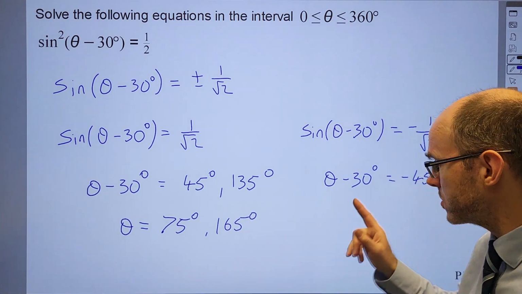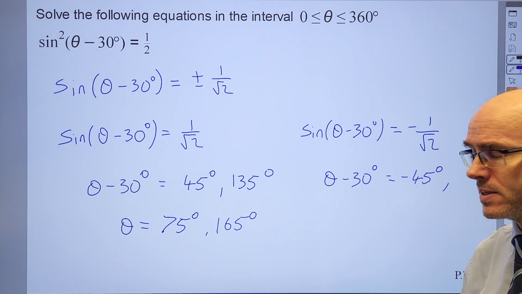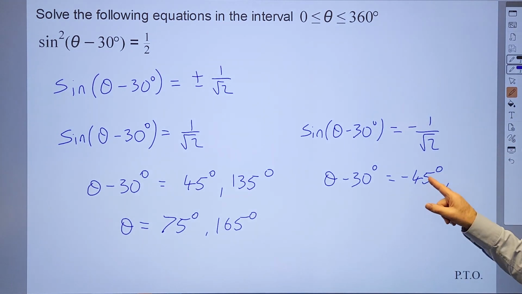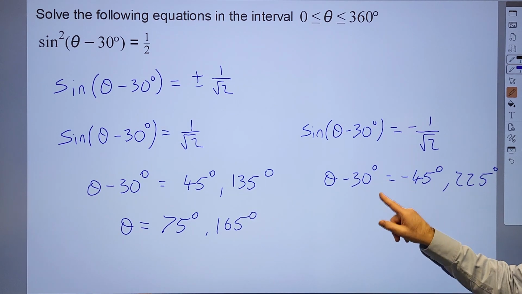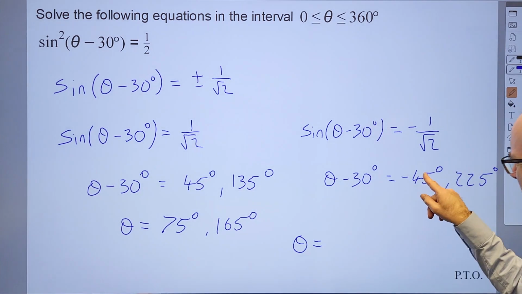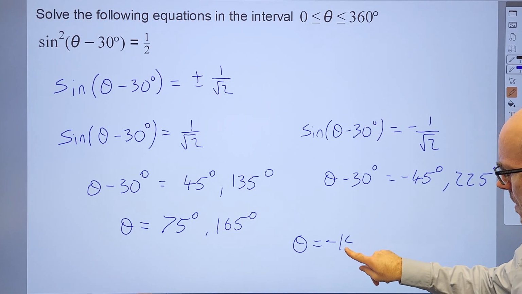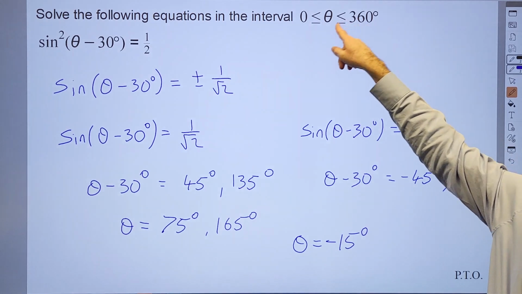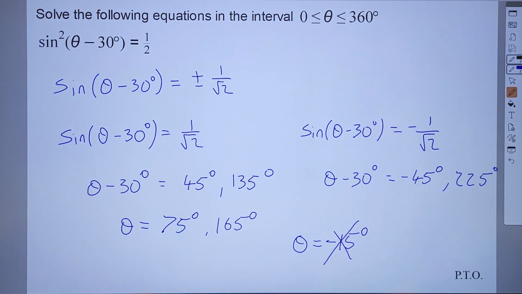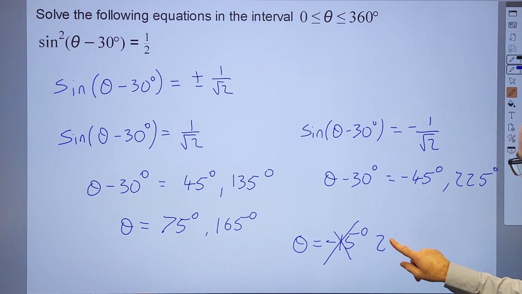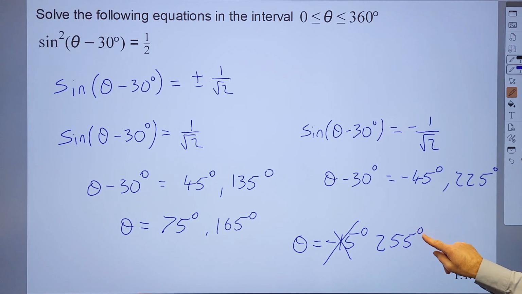Now, whatever answer you get, you're always subtracting that from 180. So 180 subtract negative 45. You get 225. What we do with these answers, we're going to add on 30 degrees, of course. This one here, though, negative 15. That's not in the required interval, is it? So we're actually going to ignore that one. That one's not going to count. Okay. This one will, though, when we add on 30 degrees. So it's going to be 255 degrees.